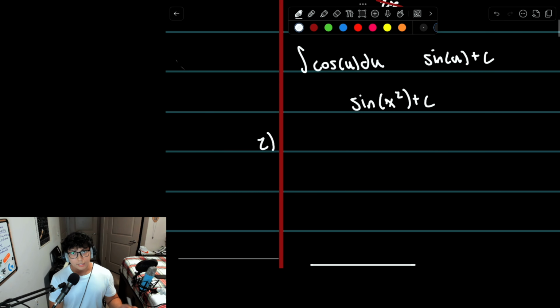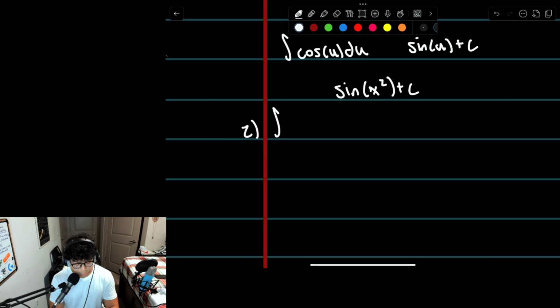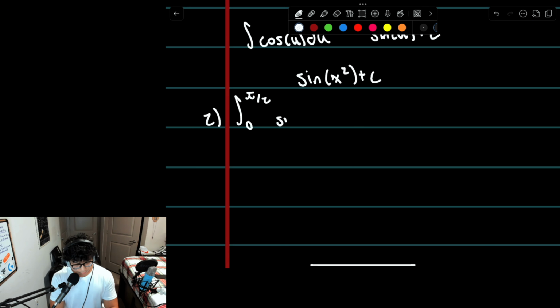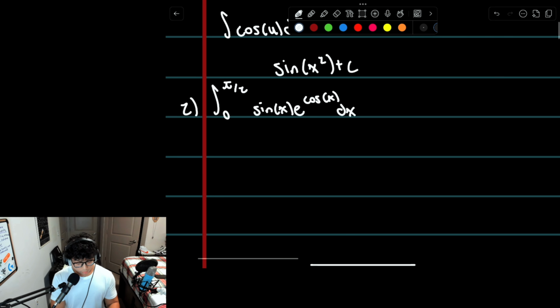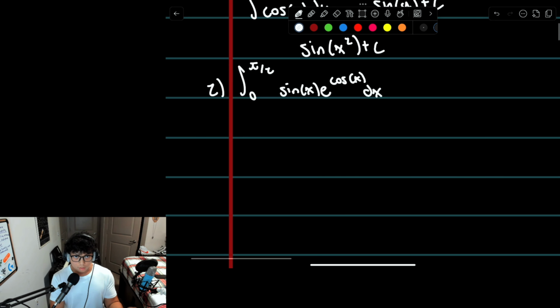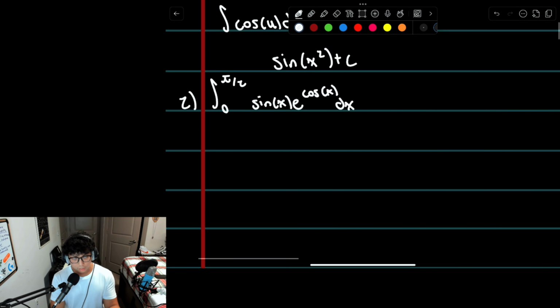Now our next problem will be a definite integral. So let's do it from 0 to pi over 2, and let's do sine of x e to cosine x dx. And yeah, over here it looks a little complicated, but just use your inner function rule, which is anything inside parentheses, square roots, or powers. So in this case, it's powers, because over here we have e to the cosine x. So that'll be our u.